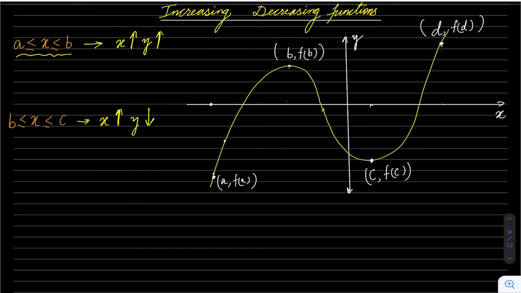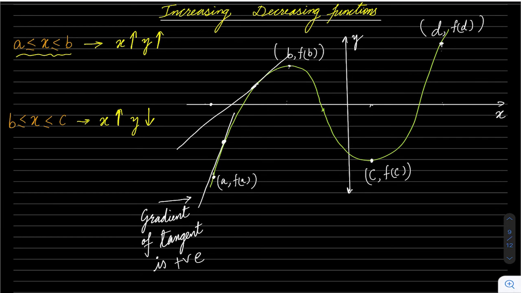Okay. Now, next. One more observation that you can see is when you go from A to B, if you take any point between A and B and draw a tangent, let's say I have taken this point, and if you draw a tangent, you will find that the gradient of this tangent is positive. You can take any point between A and B. You can take multiple points also. In all these tangents, the gradient will be positive.